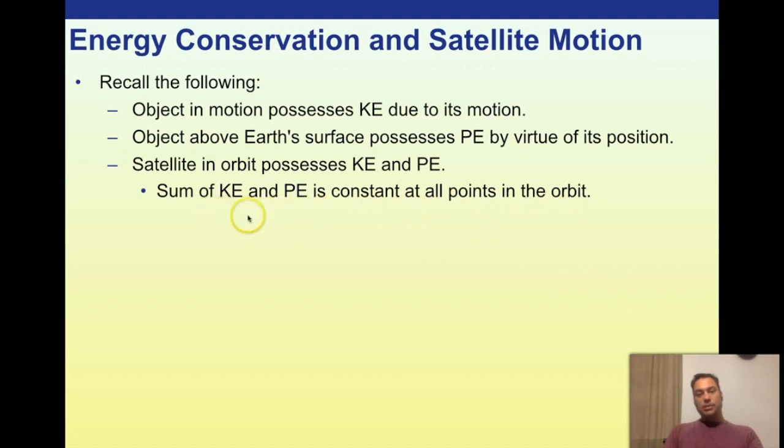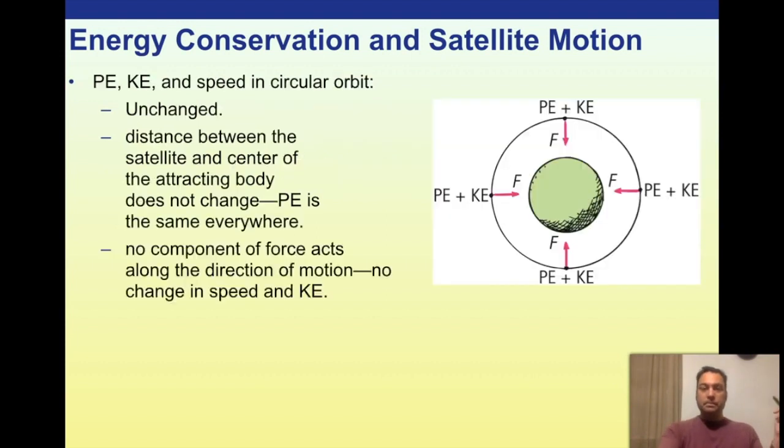So just because it's not circular doesn't mean that conservation of energy has been in any way, shape, or form violated. In fact, let's look at the case where it's in a circular orbit. The potential energy and the kinetic energy in a circular orbit look like this, right? The force of gravity is down, the satellite is moving around, and notice in all these places the force is equal because the distance is equal. So potential energy and kinetic energy are also constant, I should say, not equal. But this is equal to this, and this is equal to this one over here. The distance between the satellite and the center of the attracting body does not change. PE is the same everywhere, and the same is true, of course, for kinetic energy.